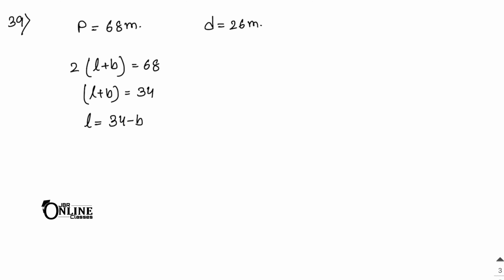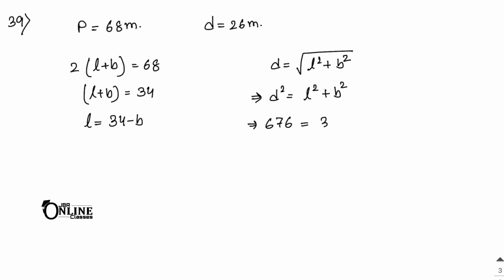Now next one, you know also the formula of the diagonal. So here diagonal equal to root over L square plus B square. Remember that, root over L square plus B square. So here you can write down diagonal square equal to L square plus B square. So as here diagonal equal to 26, so 26 into 26, it becomes 676. Now in place of L square, you can write down 34 minus B whole square, then plus B square.